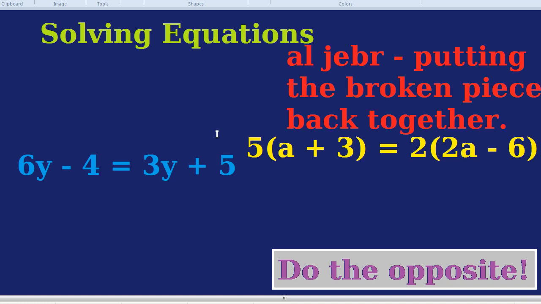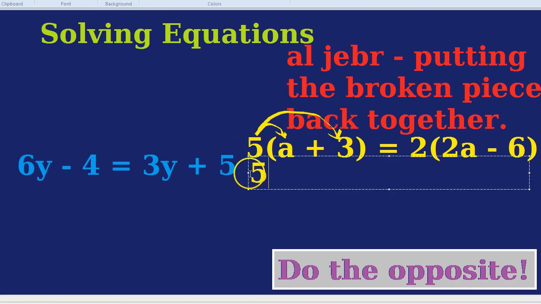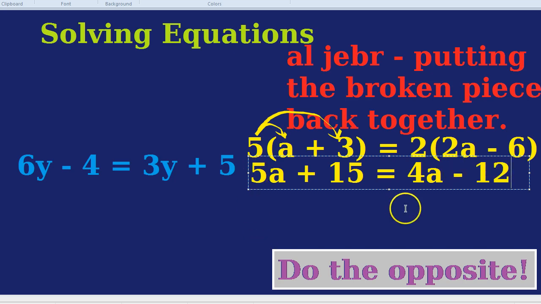First, to even get started, we need to expand the brackets. When it's inside brackets, that is just massively confusing. Let's times out the brackets. Remember, to times out brackets, you multiply everything outside by each term inside. 5 times a is 5a. 5 times 3 is 15. 2 times 2a is 4a. And 2 times minus 6 is minus 12. So here's our equation now.